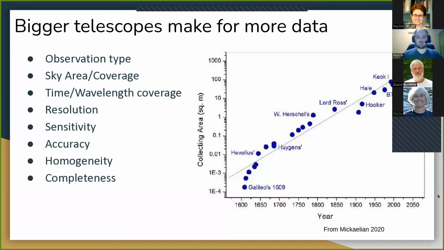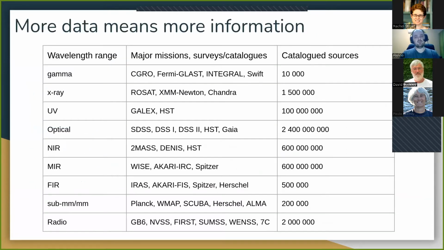Right. And also as our telescopes have increased in size and there is increased resolution, our time coverage and wavelength coverage has also increased, as has our sensitivity and the accuracy with which we can study the night sky. And if we go a bit deeper into the wavelength regime, we can see that.